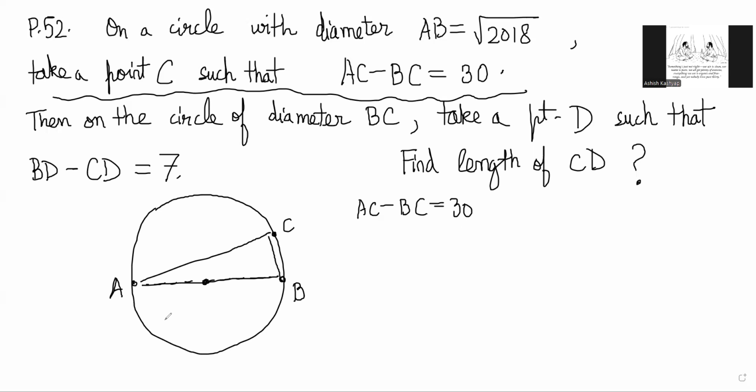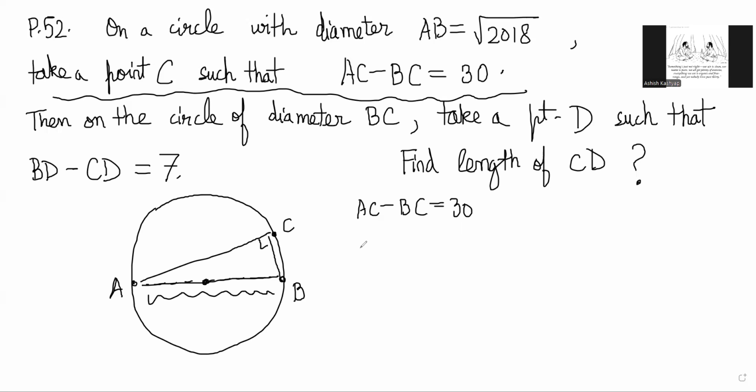Everyone should realize that ACB is a right angle triangle, right? Why? Because AB is the diameter of the circle, no? So from here, by Pythagoras theorem, BC is 43. BC is not 43. You are making some silly mistakes now.